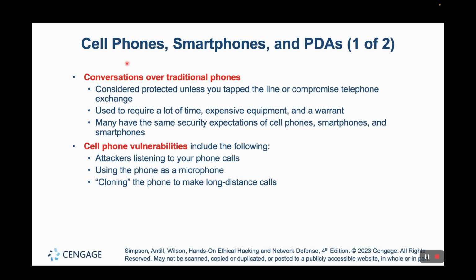Now, what about cell phones, smartphones, and PDAs? Conversations over traditional landline phones are usually protected unless you tap the line or compromise the telephone exchange, among other things, which used to require a lot of time, expensive equipment, and a warrant. You may have the same security expectation of cell phones, smartphones, and others. Now, cell phone vulnerabilities include the following: attackers listening to your phone calls, using the phone as a microphone, or even cloning the phone to make long-distance calls.